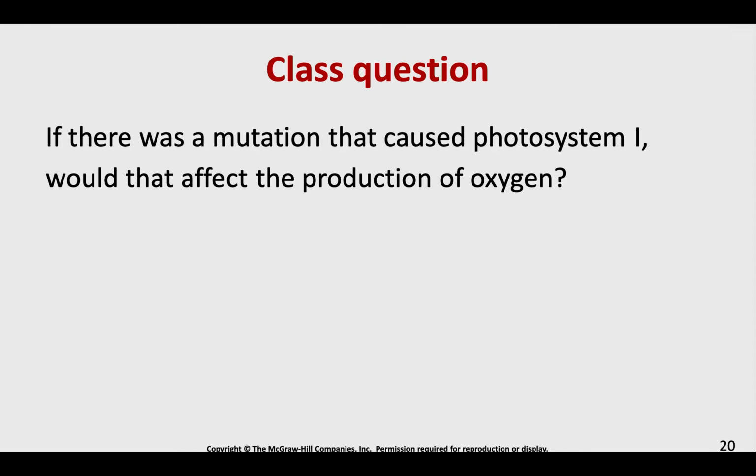All right, so let's step back. Let's try to answer this question here. If there was a mutation that affected photosystem 1, would it affect the production of oxygen?